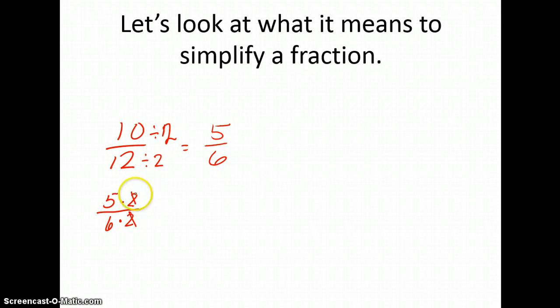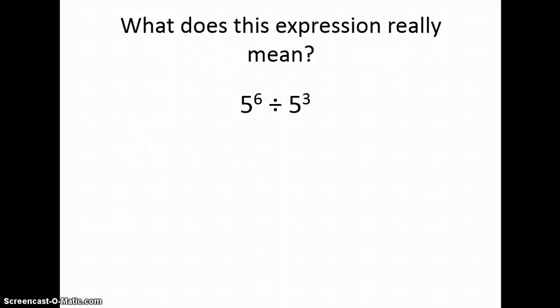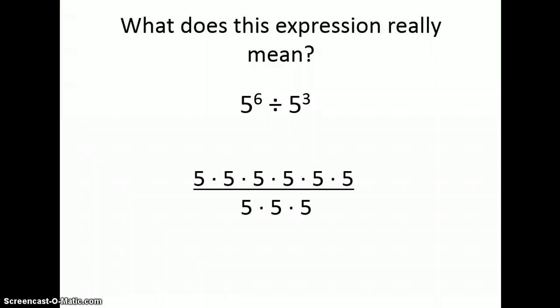So I notice that there are common factors in 10 and 12, and I can eliminate that common factor by really just dividing by 1, because 2 over 2 is actually 1. So let's look at that and let's apply that to dividing monomials. So let's look at what this expression, 5 to the 6th power divided by 5 to the 3rd power, let's look at what that really means.